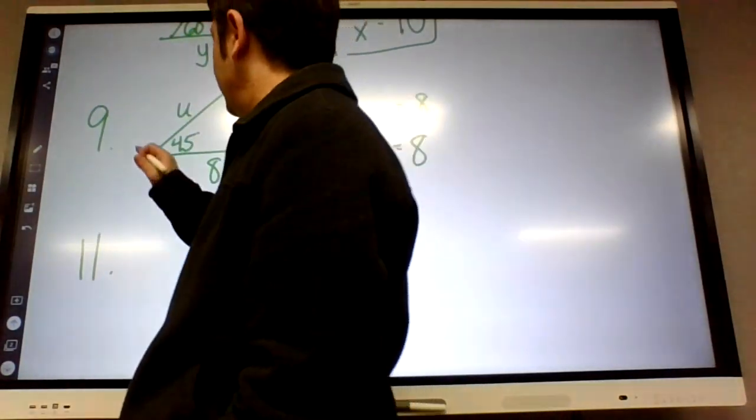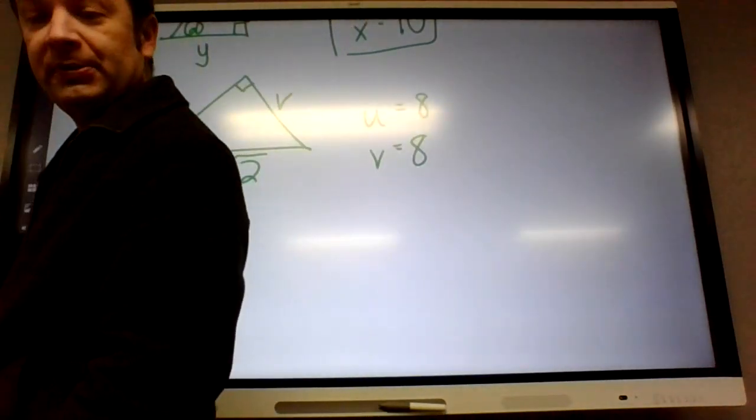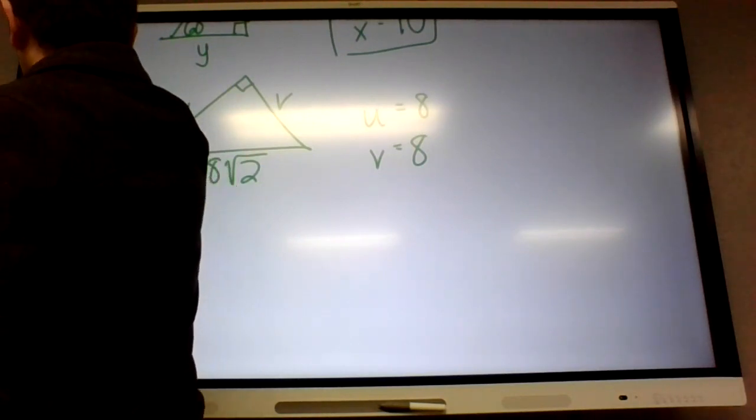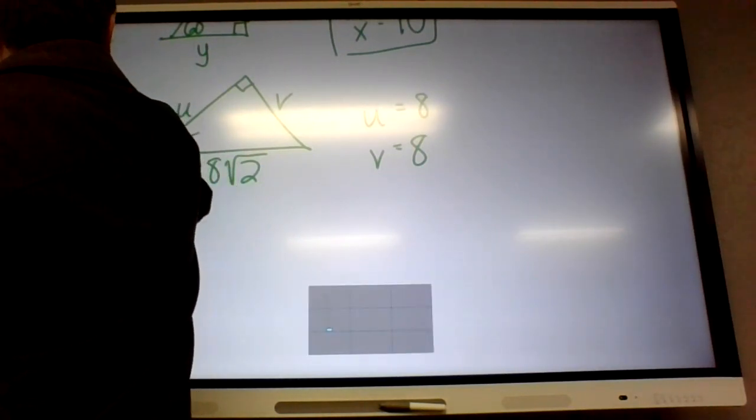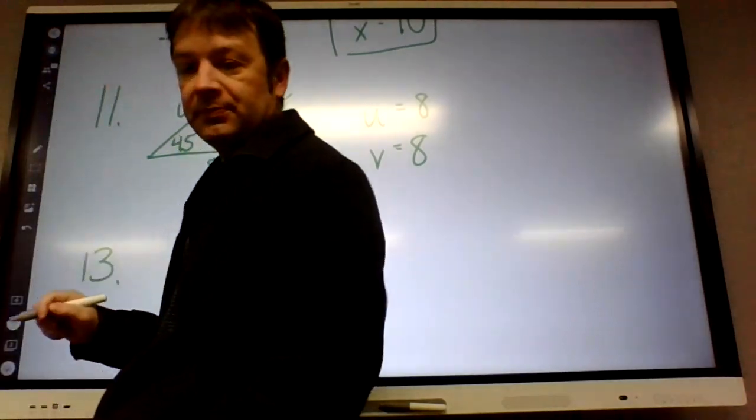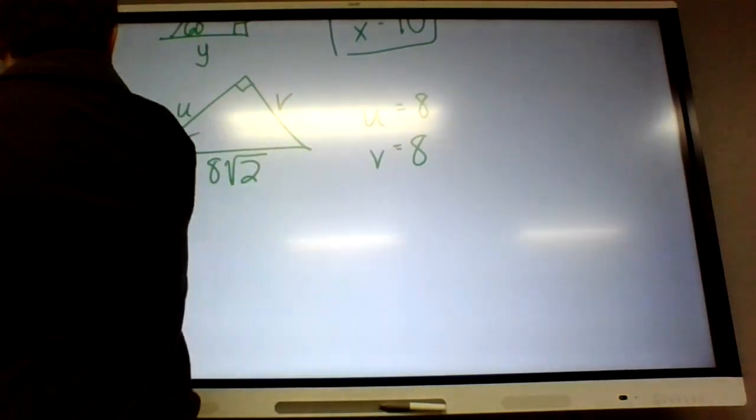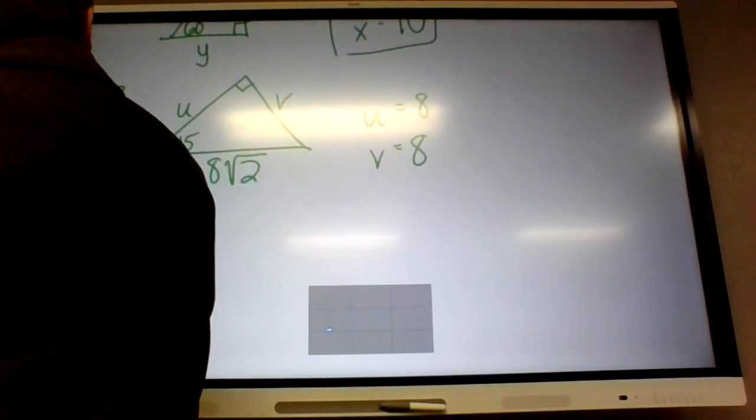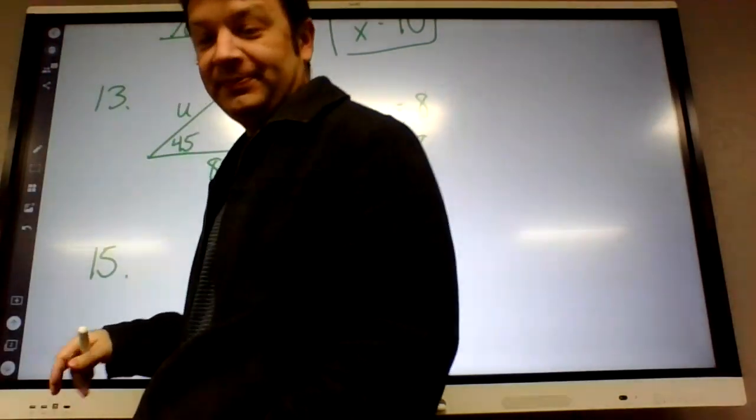Number, okay, that was 11 actually. Did I skip 9? What happened? I didn't label it. That was 11. That was 13. That was right, 13. I haven't labeled all of these. Okay, 15.